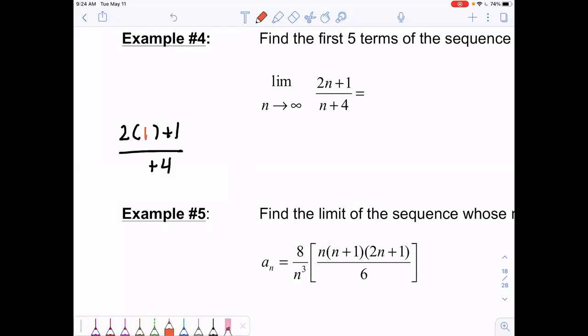So I plug a 1 in, and you'd plug a 2 in to find the second term. The only thing that's changing is the n. If I'm finding the second term, that's what n represents. So then I plug a 2. And then I would plug a 3 and then a 4 and then a 5. So see if you can find the first 5 terms of this sequence.